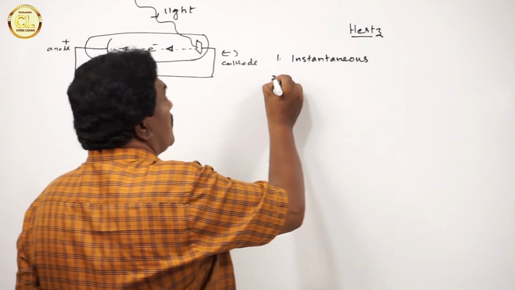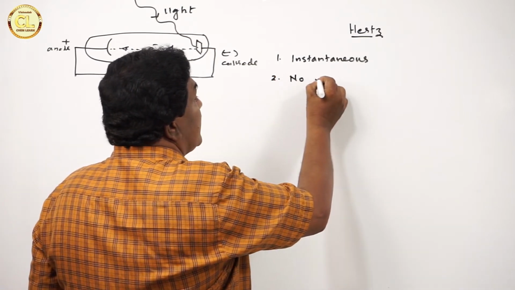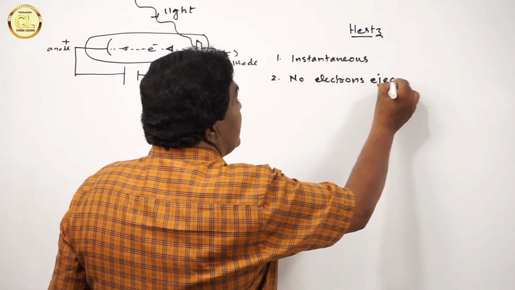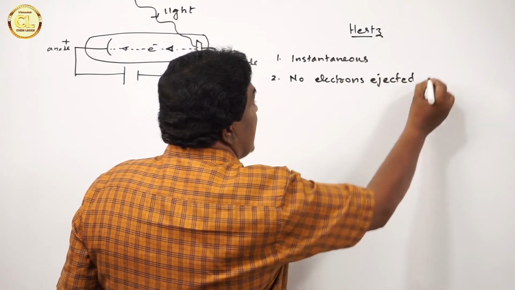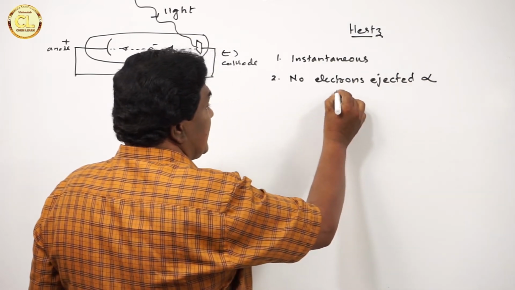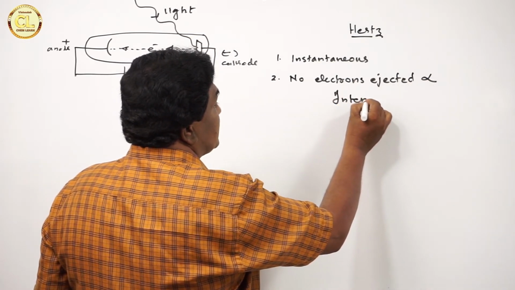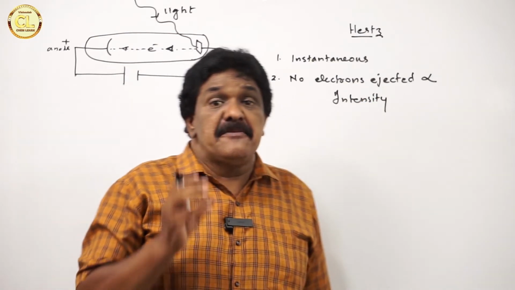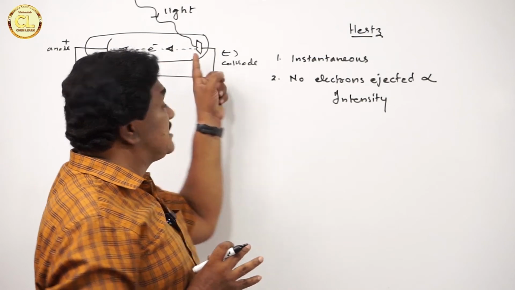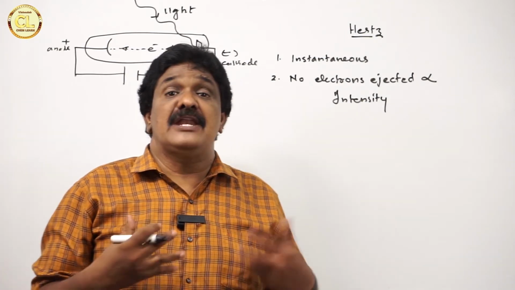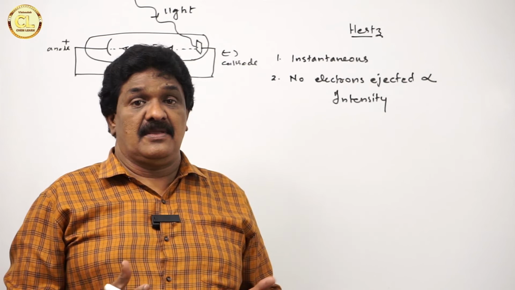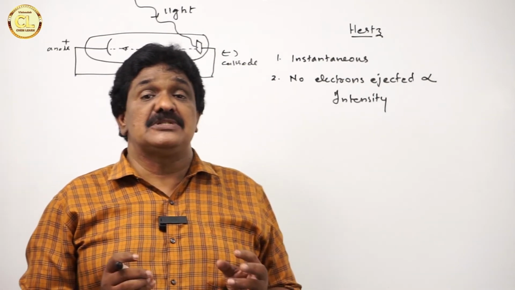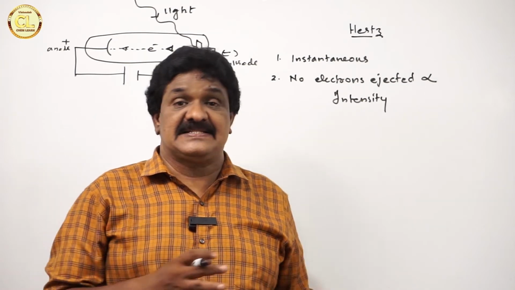2. Number of electrons ejected is directly proportional to intensity of falling light. That is, when bright light falls on the metal surface, the number of electrons ejected will be high. But when diffused light falls on the surface, the number of electrons ejected will be less.